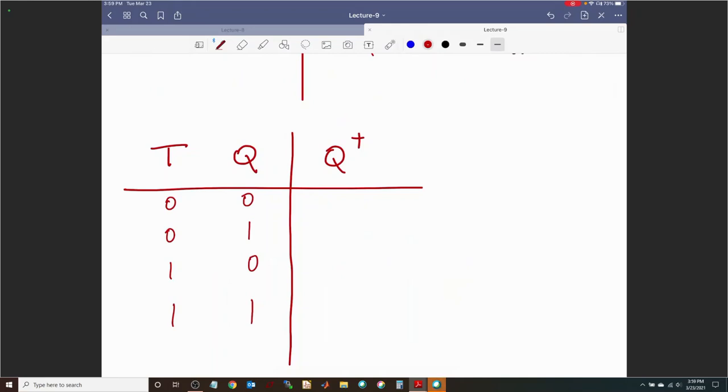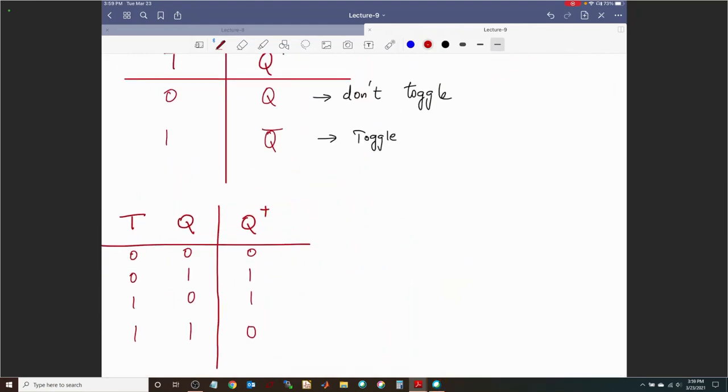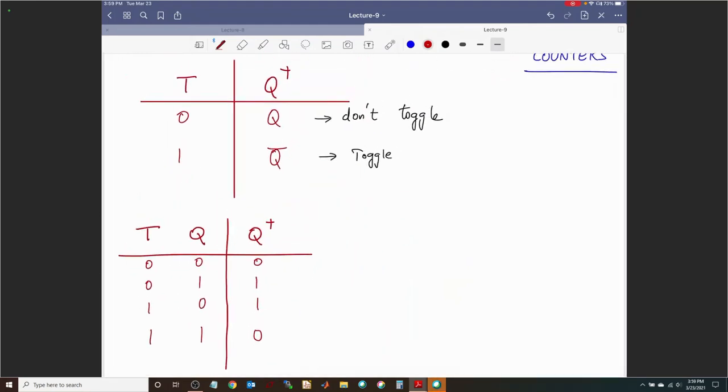So for the first two, you are not toggling, which means Q plus equals Q, and for the last two, you are toggling. T is 1, so that means 0 becomes a 1 and 1 becomes a 0. And this actually gives you the characteristic equation of a T latch or flip-flop.